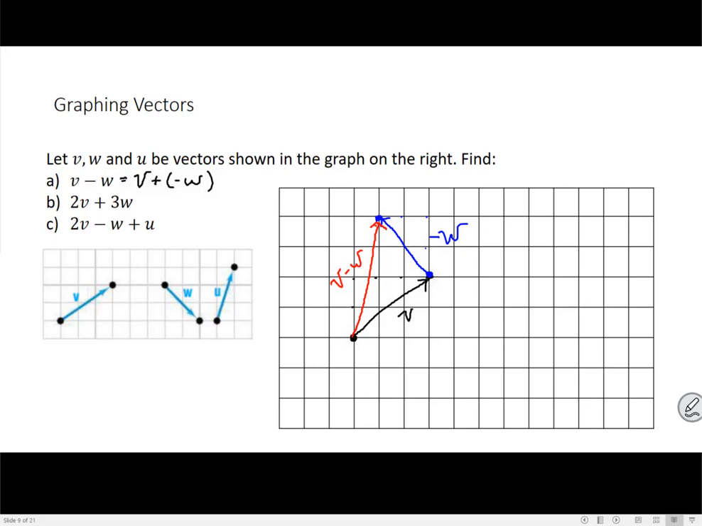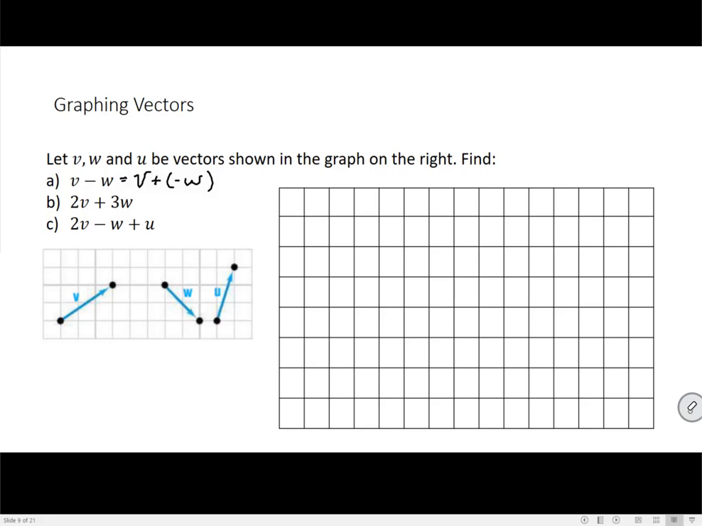All right, so now I'm going to erase this, and we're going to then get to part B. So for part B, I'm asked to find the vector 2v plus 3w. So 2v is the vector v, but I'm going to scale vector v by a factor of 2. So that just means instead of going 2 up and 3 to the right, I'm going to go 4 up and 6 to the right.